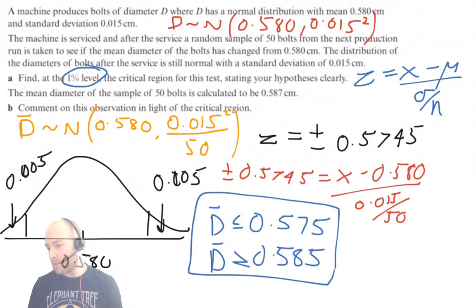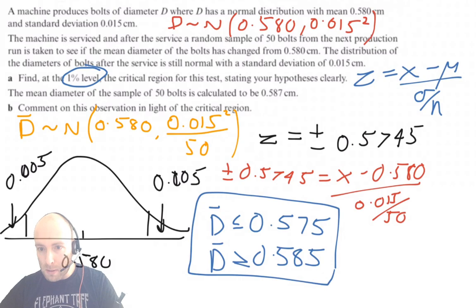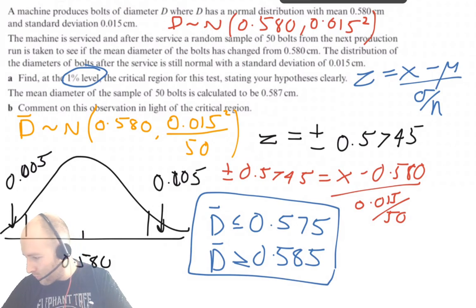If I find a bolt that's outside of those two regions, we need to have a think about what's going on. So part B, the mean diameter is calculated to be 0.587. That's outside, so their value, 0.587, is inside the critical region. It's outside the acceptance region. Isn't it root 50? Yes, sorry, it should be root 50. It was in my notes and I ignored it.